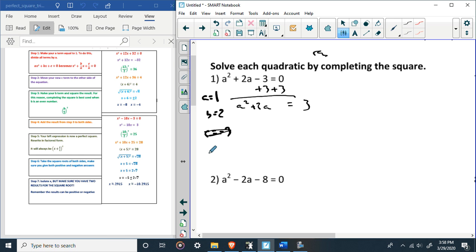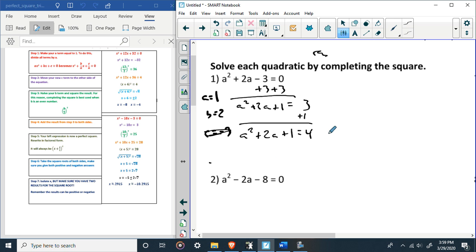My new c term, I'm going to take b divided by 2 and square it. In this case, that's 2 divided by 2 squared, which is 1 squared. 1 squared is 1. But if I'm going to add 1 here, I have to add 1 over here as well. So what are we going to have? a squared plus 2a plus 1 is equal to 4.